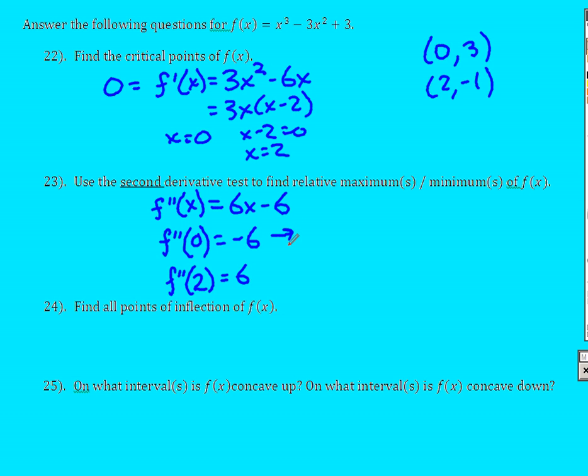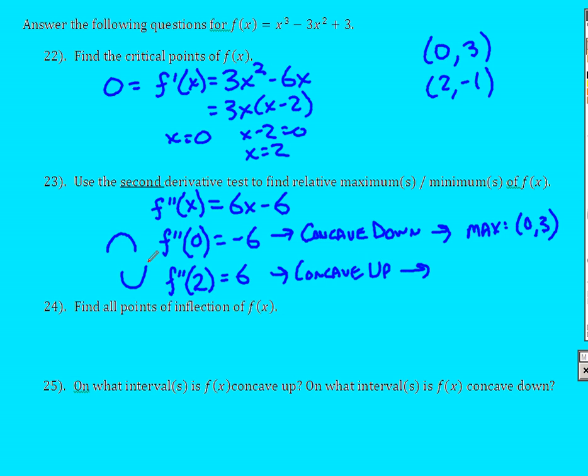Alright, when it's negative here, that means it is concave down. And if it helps to draw a picture, do so. If it's concave down, it looks something like that, which means that number must be a maximum. So it's a maximum at the point (0, 3). This one here being positive means it's concave up, which again, if you look at your picture, should look something like that, which means it must be a minimum value then at the point (2, negative 1).